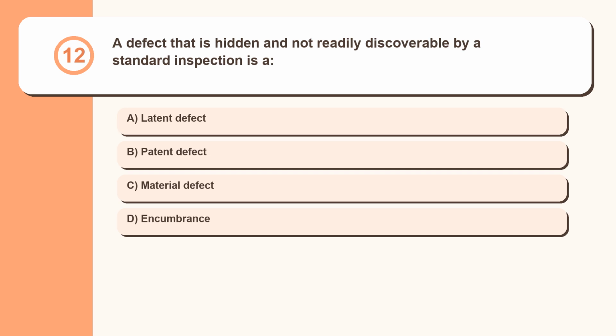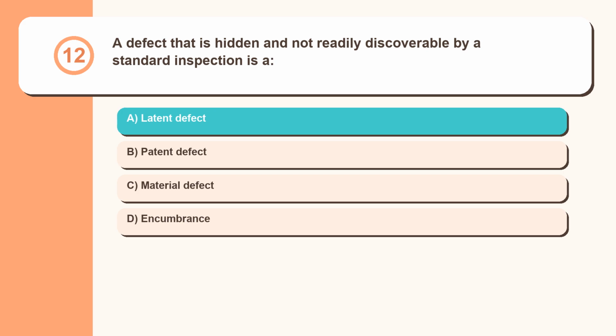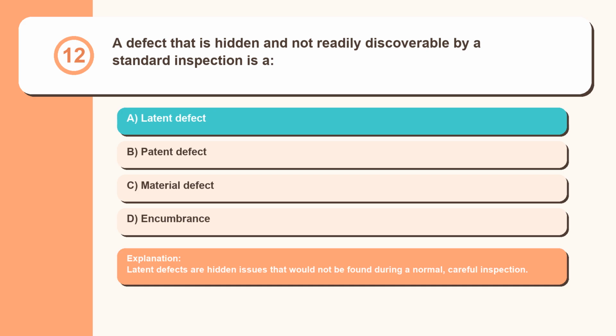Question 12. A defect that is hidden and not readily discoverable by a standard inspection is a latent defect, patent defect, material defect, encumbrance. Latent defects are hidden issues that would not be found during a normal, careful inspection.